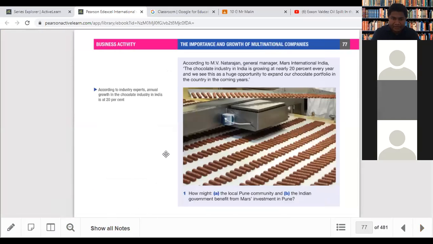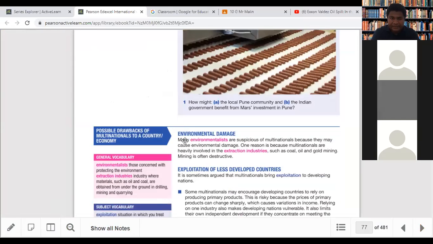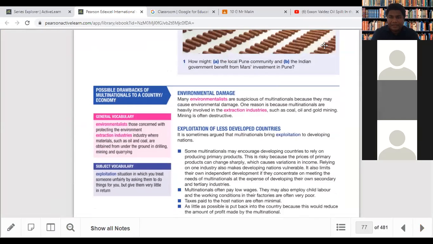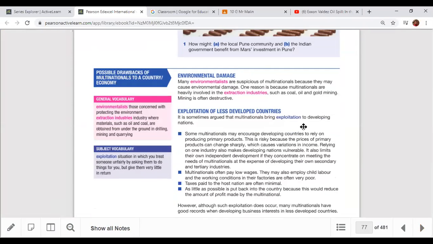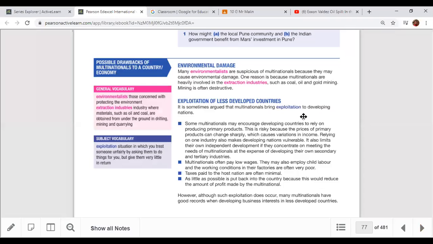You can see on page number 77, environmental damage done by multinational firms. A lot of multinational companies are in extracting industries such as coal, oil, gold mining, and everything. They are destructive, always damaging the environment. There are multiple examples, so just Google it and see. There are so many examples. Like the Bhopal gas tragedy, I would like to talk about it a little bit. It's in India. That happened in Bhopal, Union Carbide Chemical Company.